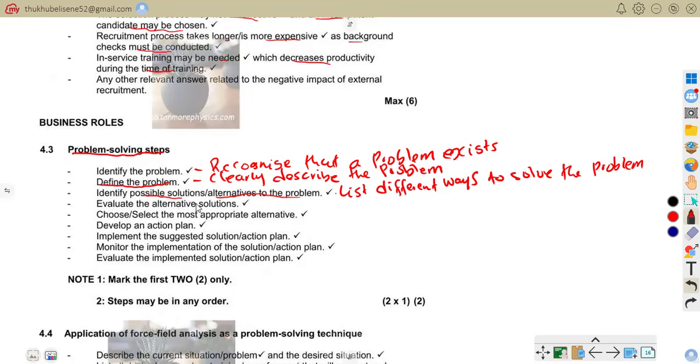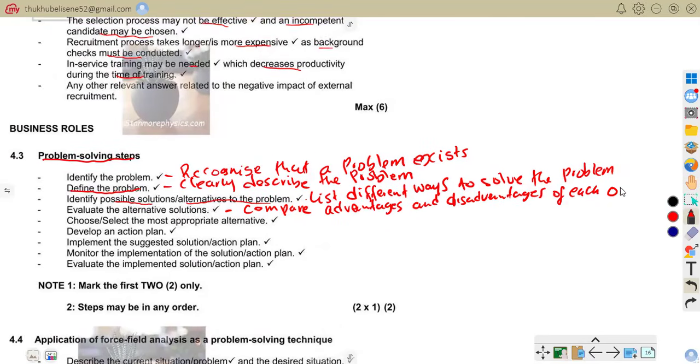Now evaluate the alternative solutions. It means compare the advantages and disadvantages of each option.